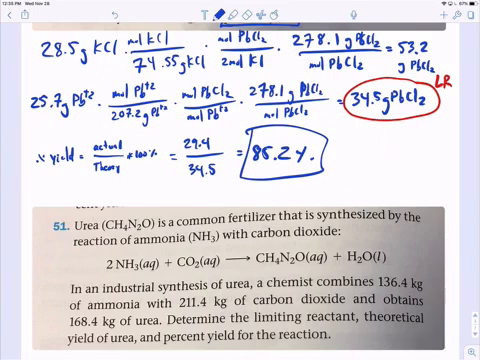You know what would be easier if we just made everything grams? Get rid of the kilo.